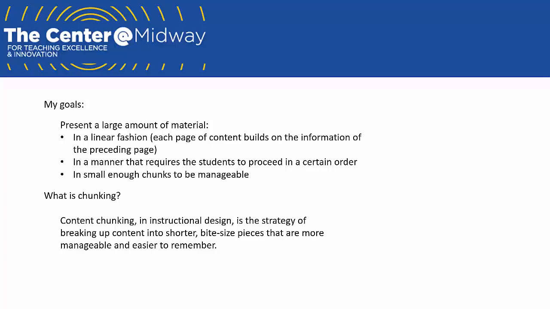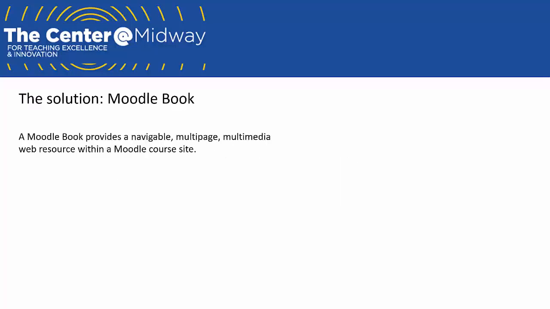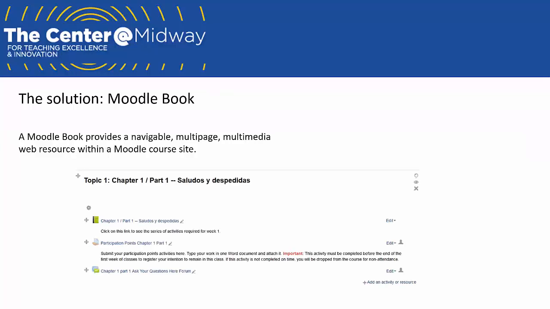Chunking in instructional design is a strategy for breaking up content into shorter, bite-sized pieces that are more manageable and therefore easier to remember. The solution for me was the Moodle book. The Moodle book provides a navigable, multi-page, potentially multimedia web resource within a Moodle course site.